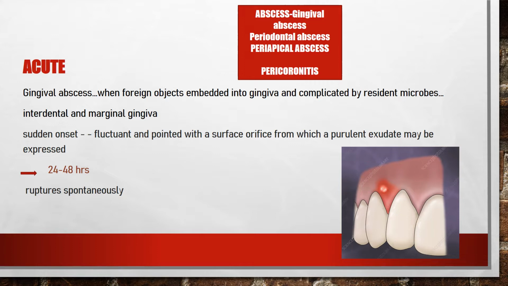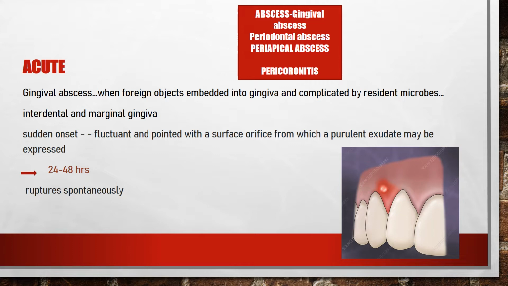Gingival abscess is more confined to the interdental and marginal gingiva, whereas periodontal abscess is more confined to the lateral aspect of the tooth, and periapical abscess is confined to the apical part of the tooth, and pericoronitis is more confined to partially erupted or partially impacted teeth. Where there is pericoronum covering the tooth, if it gets inflamed, that is called pericoronitis.